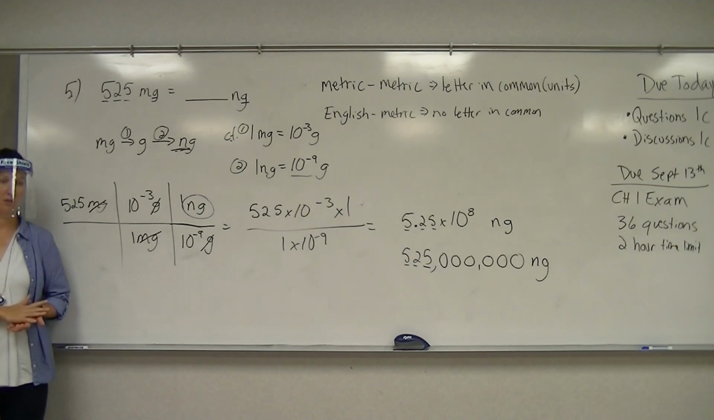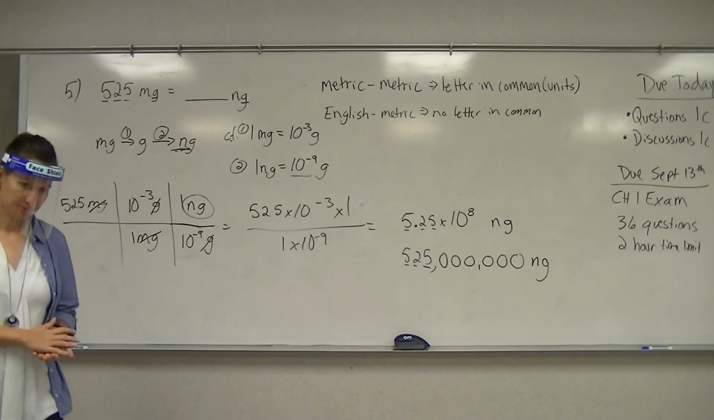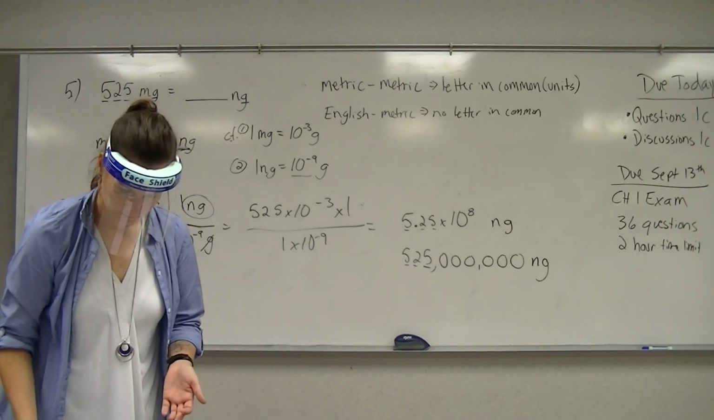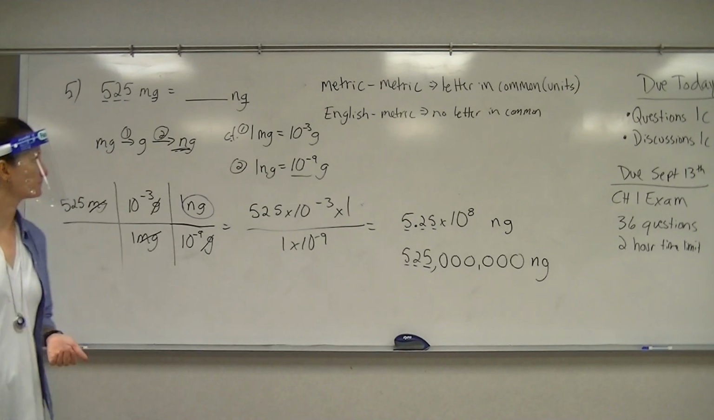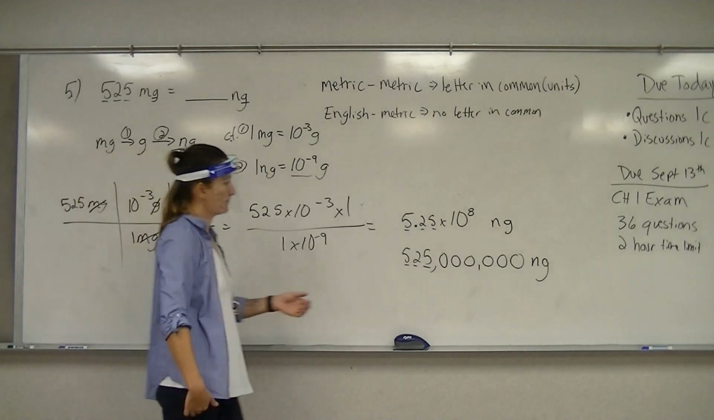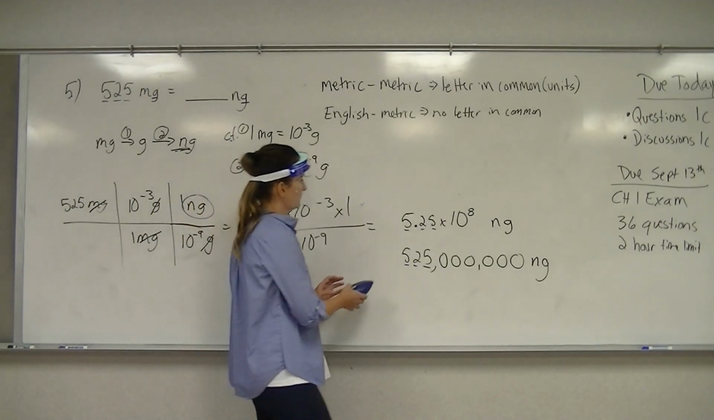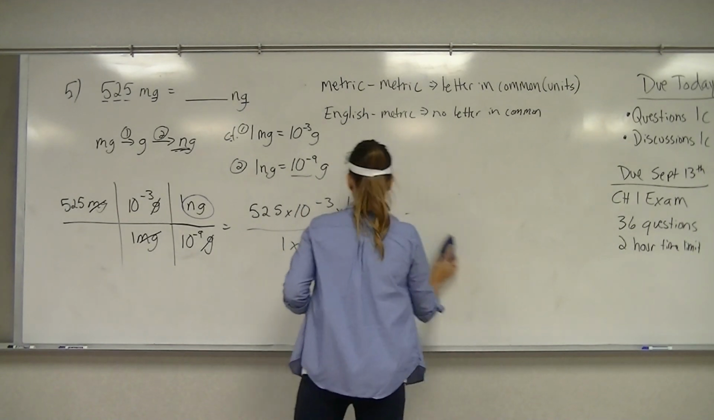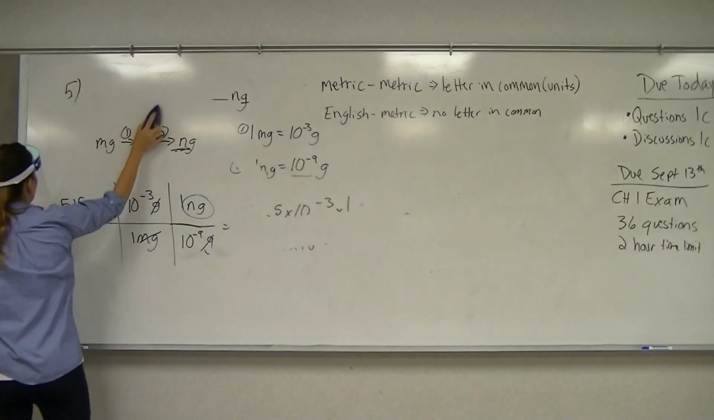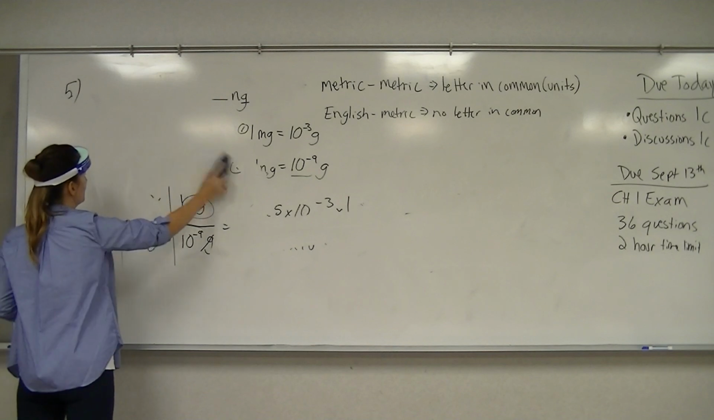Questions on this one? Try another one? All right. So we'll move to 5B if you flip the page over. There's another conversion.